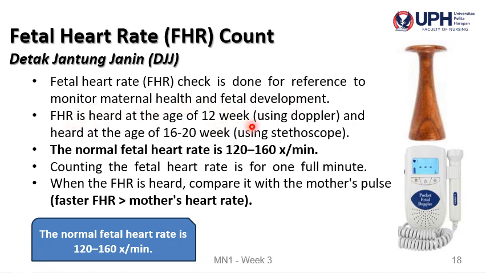At 12 weeks, it can be heard through Doppler. At 16 to 20 weeks, it can be heard through stethoscope. The normal fetal heart rate is 120 to 160, and we count it for a full 1 minute. And then when it's heard, we compare it with the mother's pulse. Normally, the fetal heart rate has to be faster than the mother's heart rate.